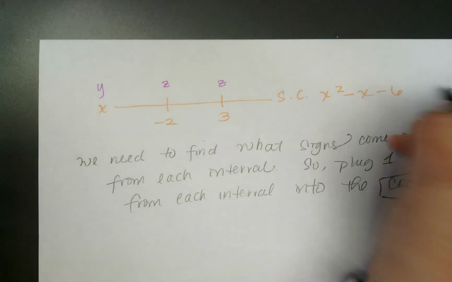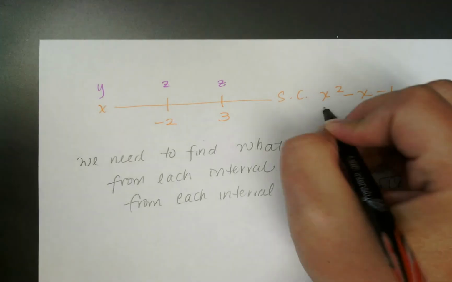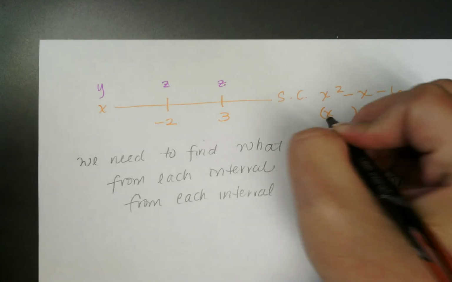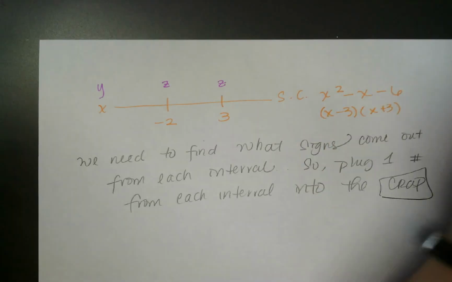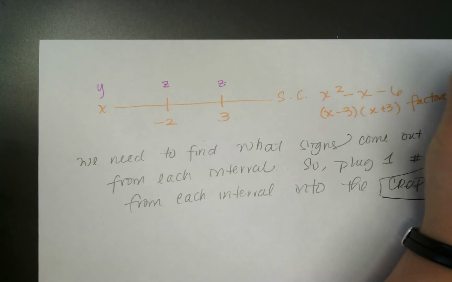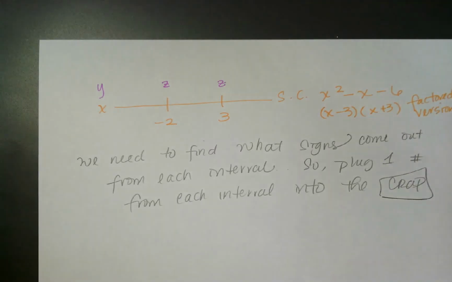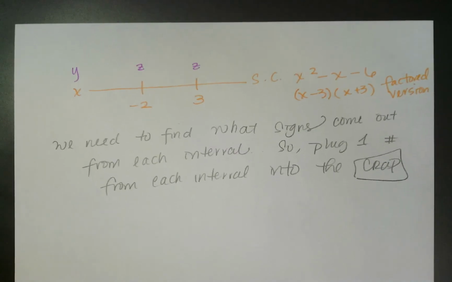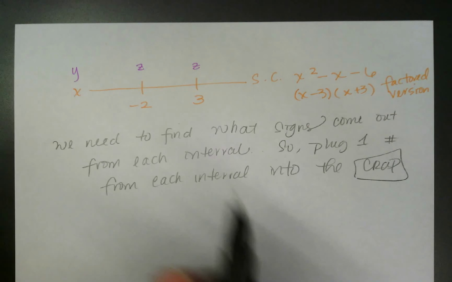Your quadratic, x squared minus x minus 6, is also (x minus 3)(x plus 2). That's the factored version. That's the same thing. You can use either version. Just giving you a little bit of help. You're going to see factored versions are really nice. Alright, so we pick x's from each interval.